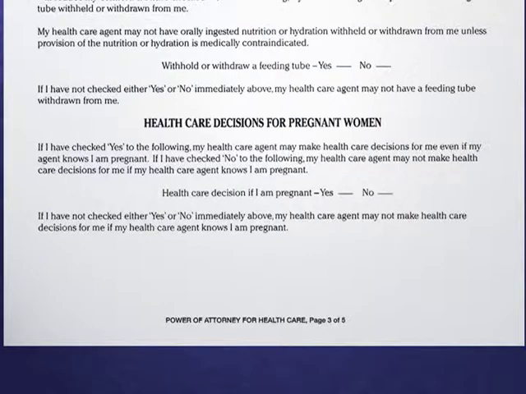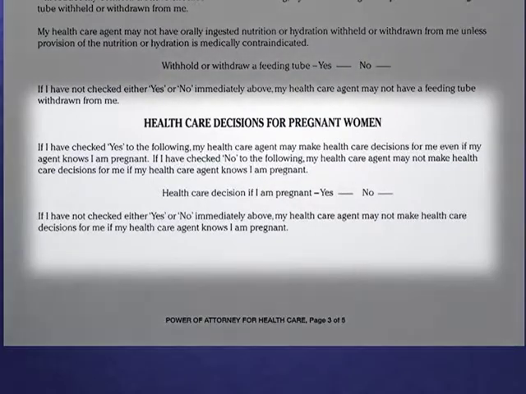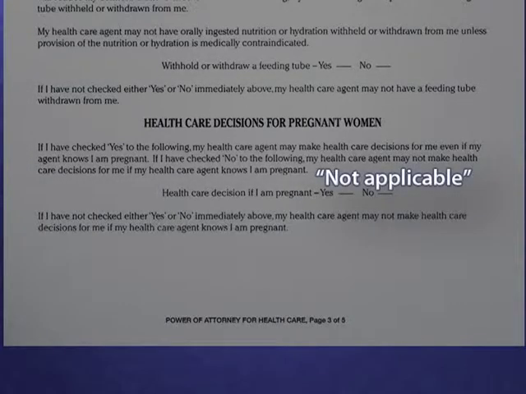Next, under healthcare decisions for pregnant women, you may give your agent the ability to continue to make healthcare decisions for you if you are pregnant and incapacitated. If this question does not apply to you, you can write "not applicable" next to this section.